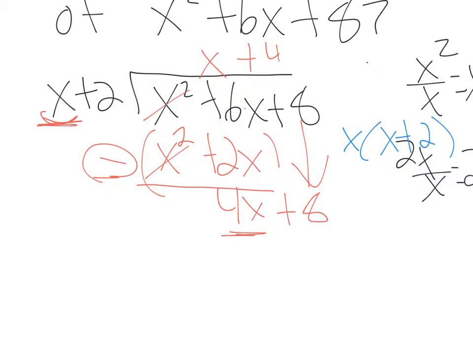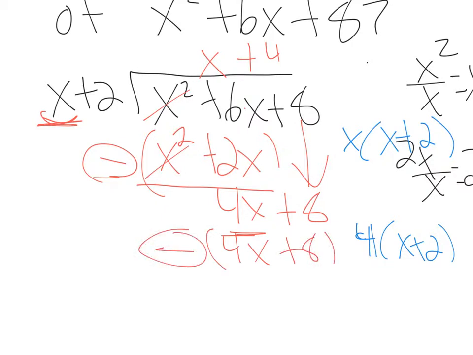And then off to the side I write 4 times x plus 2. And what is 4 times x plus 2? It is 4x plus 8. That's it. And now I subtract. 4x taken away 4x is gone. 8 taken away 8 is gone. The remainder is 0. What do you think, folks?